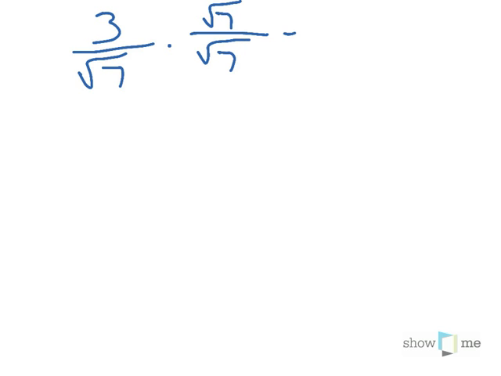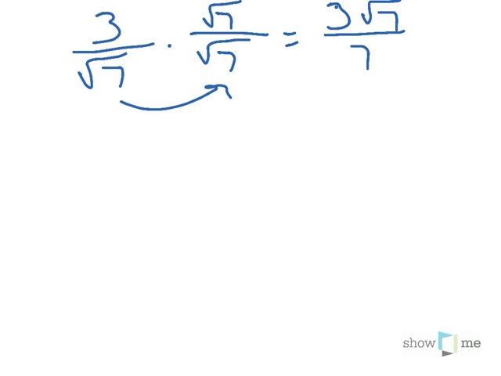I'm going to do 3 over the square root of 7. Multiply the top and the bottom times the square root of 7, because that's what we want to get rid of on the bottom. You end up with the square root of 7 times the square root of 7 makes 7. On the top, 3 times the square root of 7.